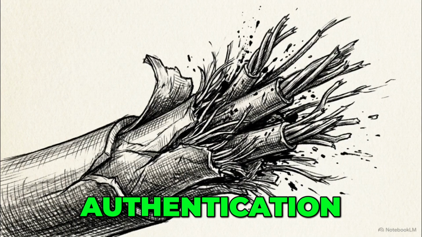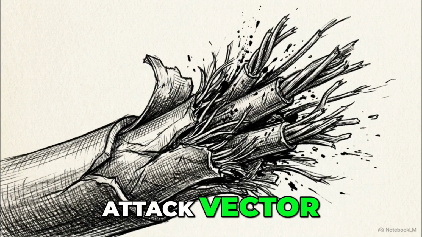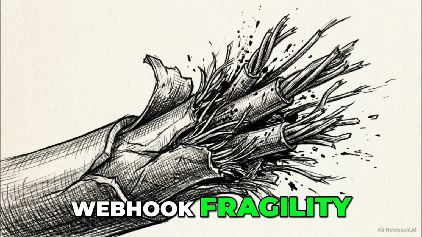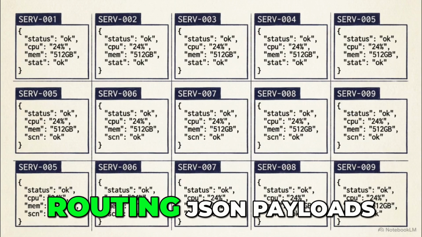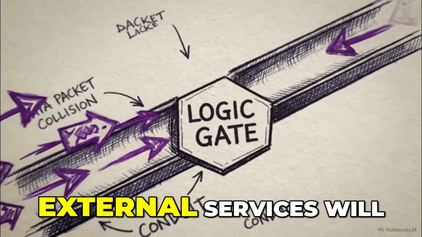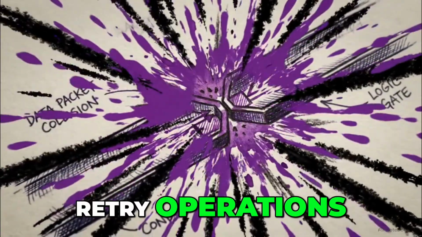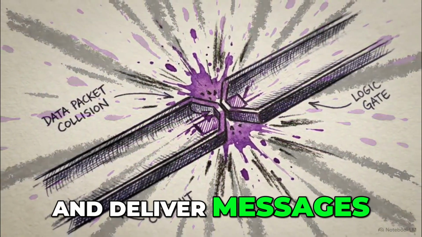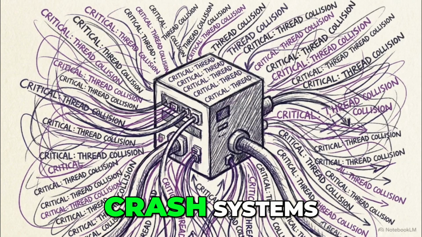Integrating billing and authentication providers like Stripe or Clerk creates a new attack vector: webhook fragility. It is a misconception that processing webhooks is simply a matter of routing JSON payloads. Distributed architectures are volatile. External services will inevitably fire duplicate events, retry operations aggressively, and deliver messages entirely out of order. If left unmanaged, these race conditions crash systems.